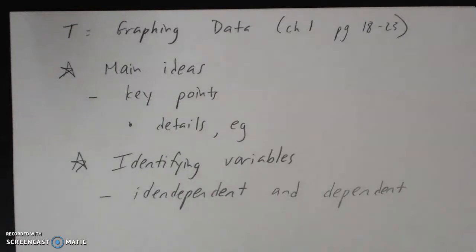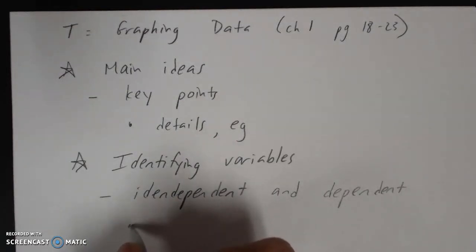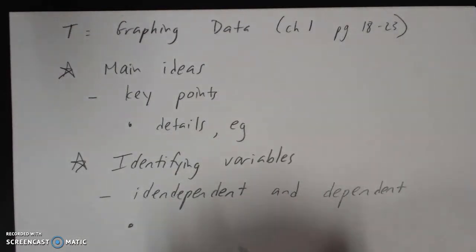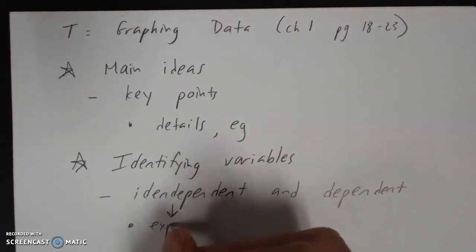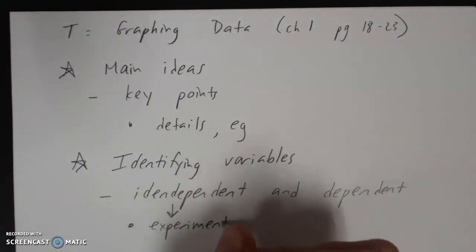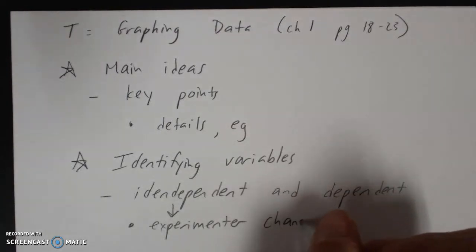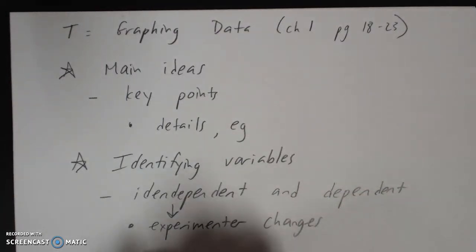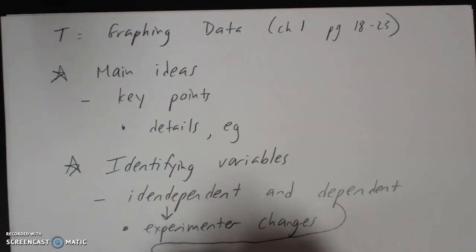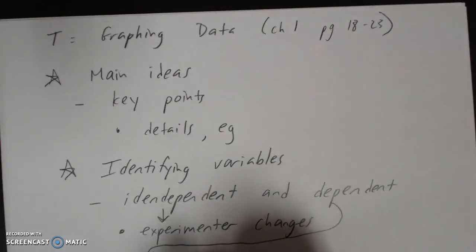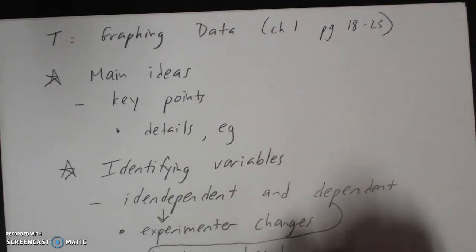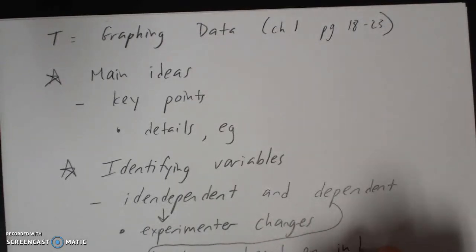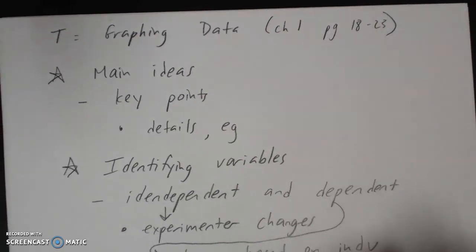And what are some details we might say about those? The independent variable is what the experimenter changes. And the dependent variable, you can use arrows and this sort of thing, so that helps you, changes based on the independent variable.